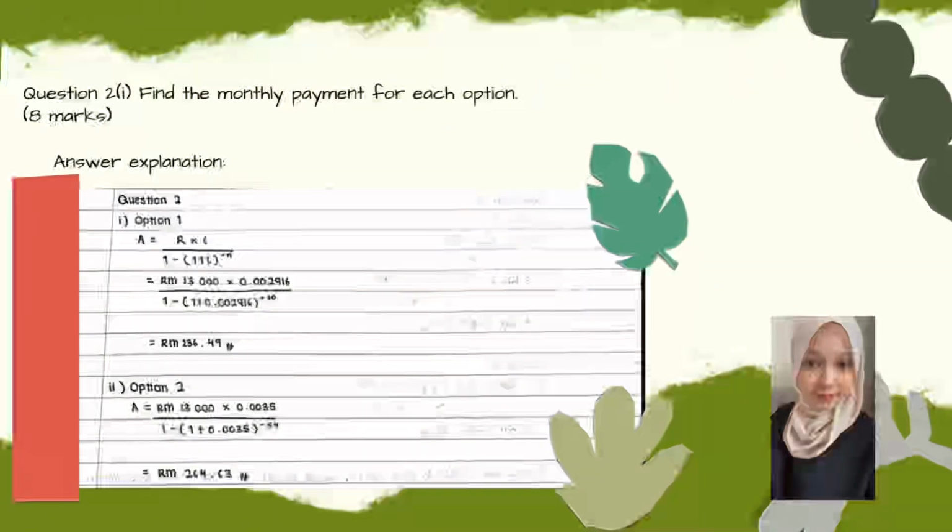For option 2, we use the same formula, which is A equals R multiplied by I divided by 1 minus bracket 1 plus I bracket negative N. A is 30,000 ringgit multiplied by 0.0035 divided by 1 minus bracket 1 plus 0.0035 bracket negative 50. With the BMMB bank option, Darwish has to pay 264 ringgit and 63 cents every month.